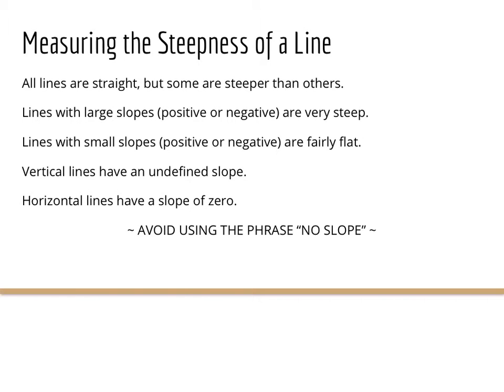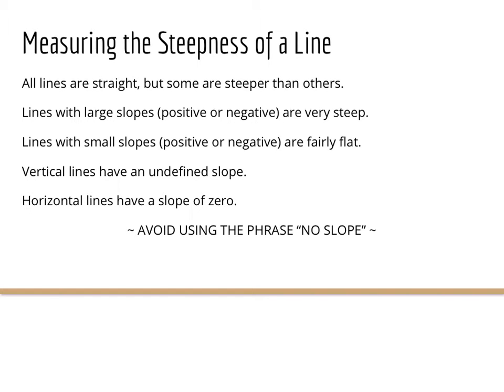Lines with very small slopes, either positive or negative, are fairly flat. They're just a little bit of an incline, just a little bit of a decline. A ball would roll, but just not super fast at first. Then we have the other two special types of lines. The vertical lines, up and down, have an undefined slope, and we'll talk a little bit more about why that is afterwards. Horizontal lines have a slope of 0. Horizontal lines like this have 0 slope. They're completely flat, so a ball wouldn't roll on it at all, whereas with a vertical line, there'd be nowhere to put the ball. It would just drop straight.